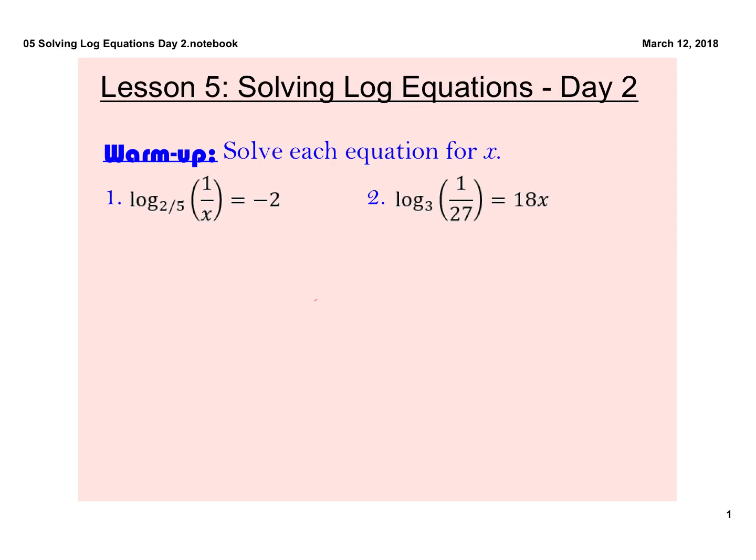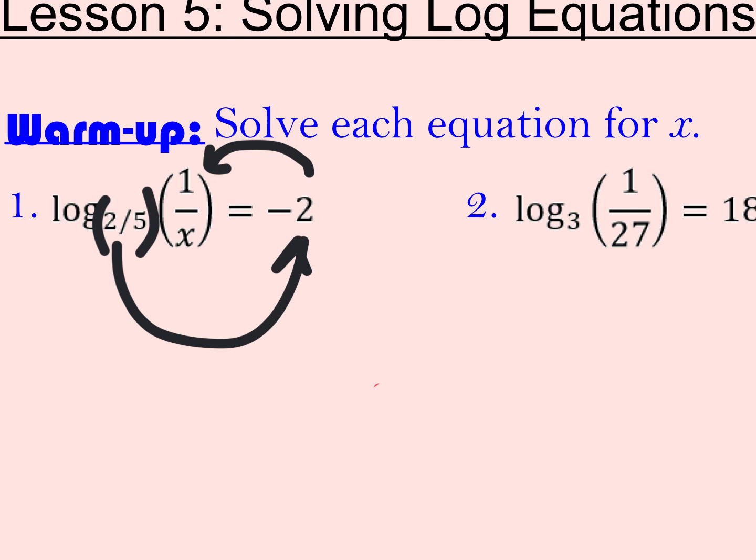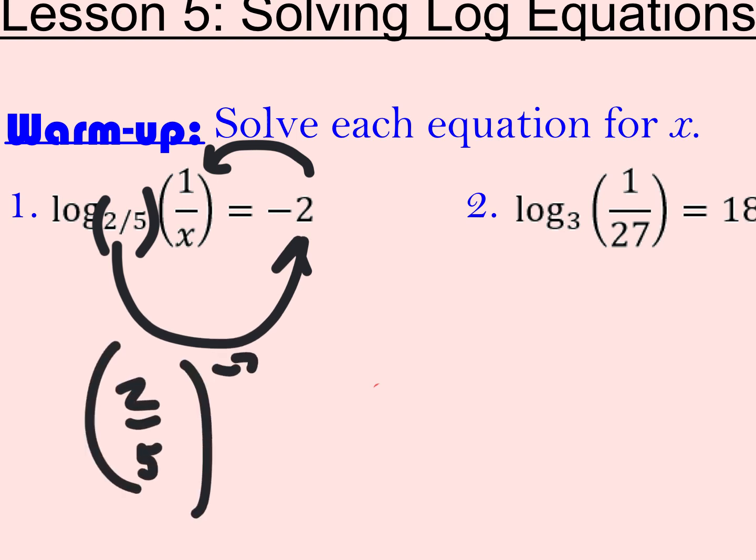Okay, so we're solving equations involving logs. So you've got to understand logs. If you don't know how to rewrite, you wouldn't have any clue how to solve this. But I think you remember that it goes that to the power of that equals that. So 2/5 to the power of -2 is equal to 1 over x.